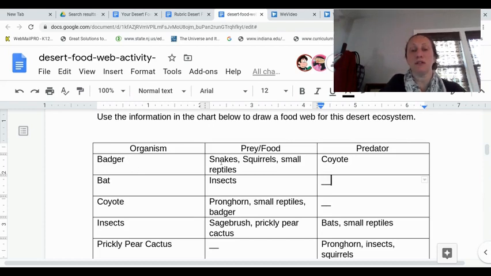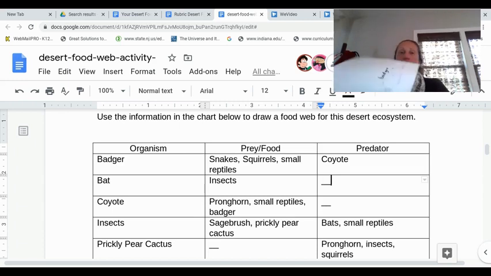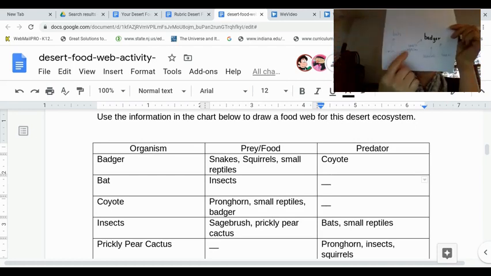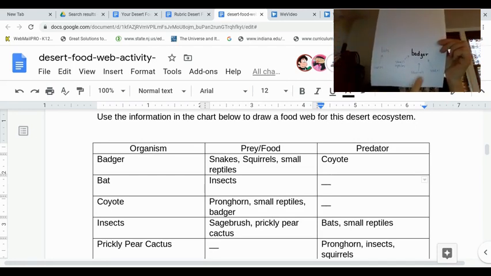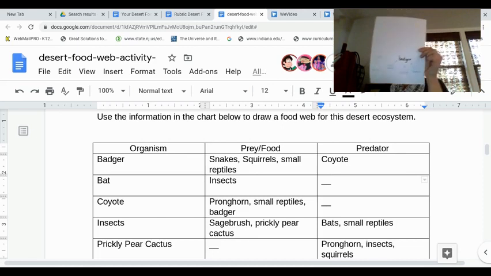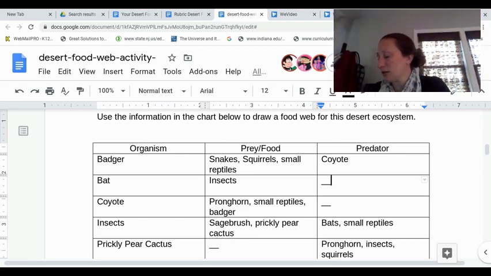And the badger, this is what it eats. It eats 3 different things. It eats snakes, squirrels, small reptiles, and insects. So what I did was I wrote the word badger. Hopefully you can see this. I wrote the word badger, and then I wrote down the 3 things that it eats. So I drew arrows from the small reptiles, the squirrels, and the snakes going towards the badger because that's what the badger eats. Now, if we look at this list, the badger is eaten by the coyote. So what I would do here is draw an arrow from the badger going into the word coyote.